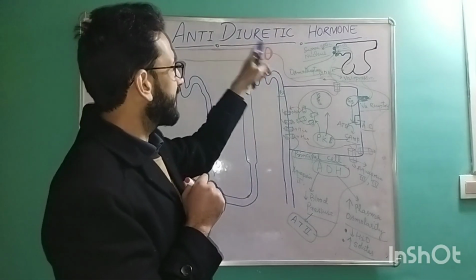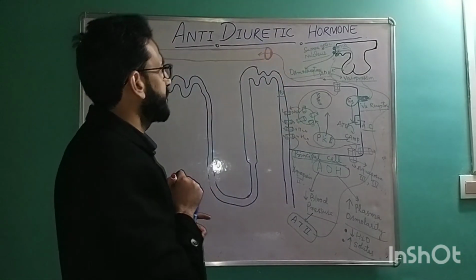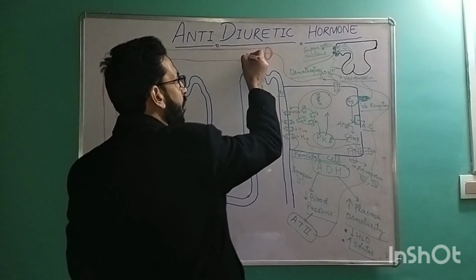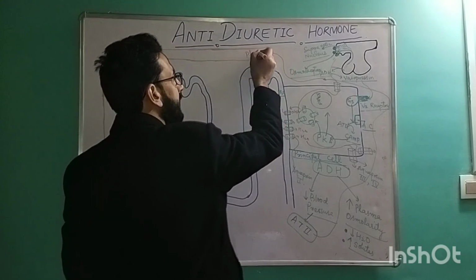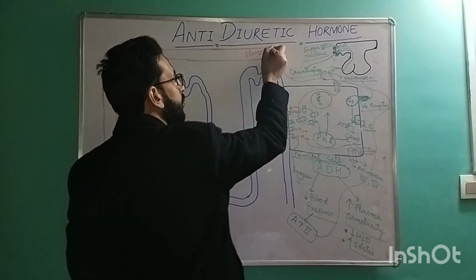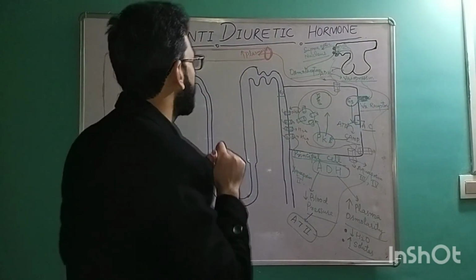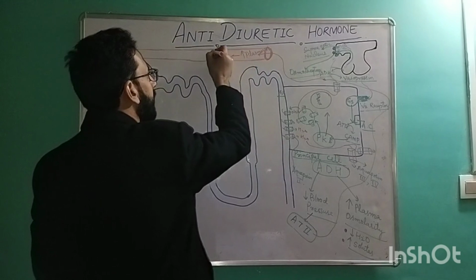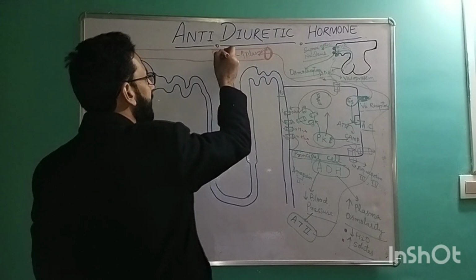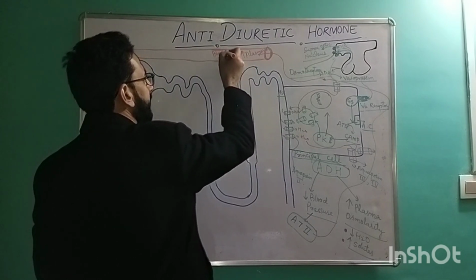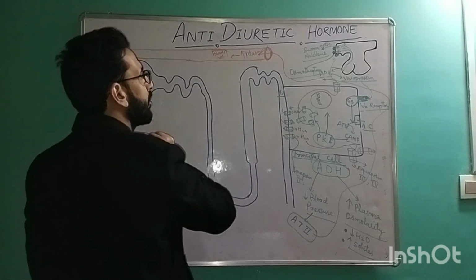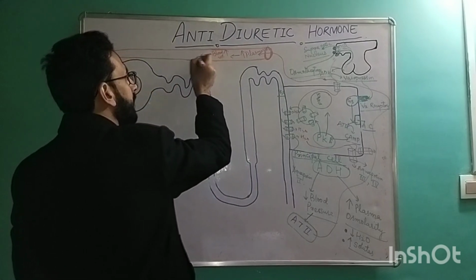Okay, so once this water moves into the circulation, what happens to plasma volume? Definitely plasma volume will increase. Okay, and if plasma volume increases, what will happen to blood volume? Definitely blood volume will also increase. Okay, if blood volume increases, what will happen to blood pressure?